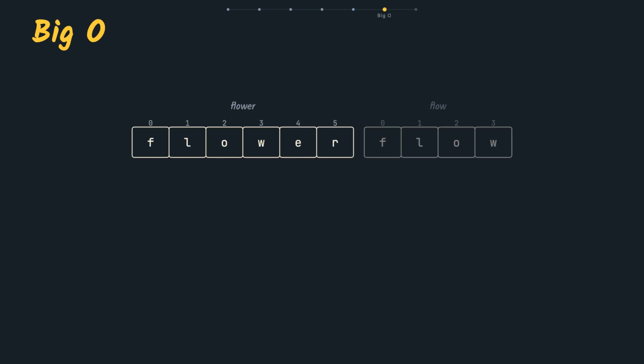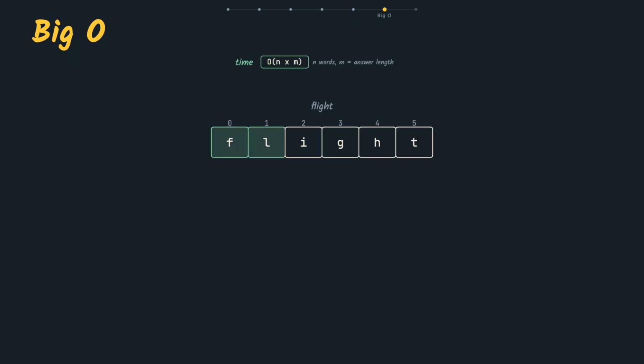So how expensive is this? In the worst case, we touch every letter of the answer, once per word. That grows with both the word count and the answer length. And we don't build any extra structures. We just remember the guide and the column index, so the memory is basically nothing.